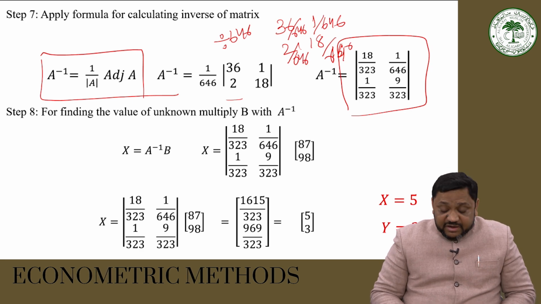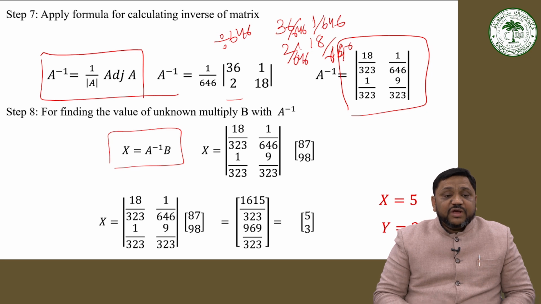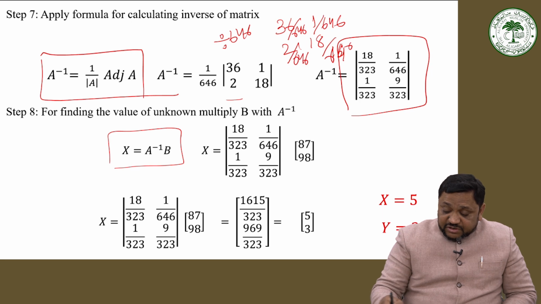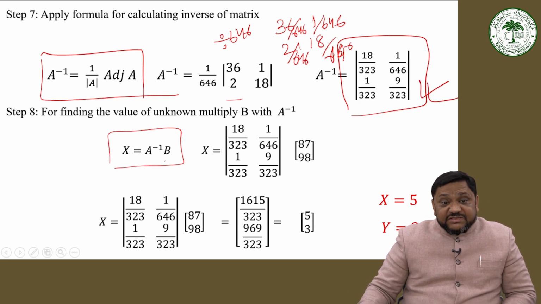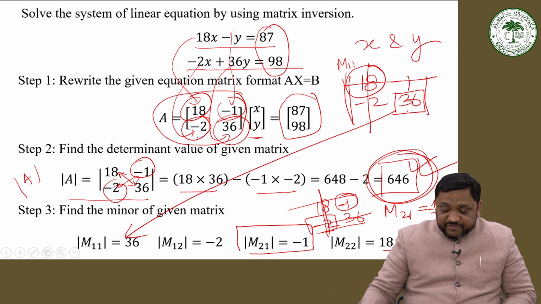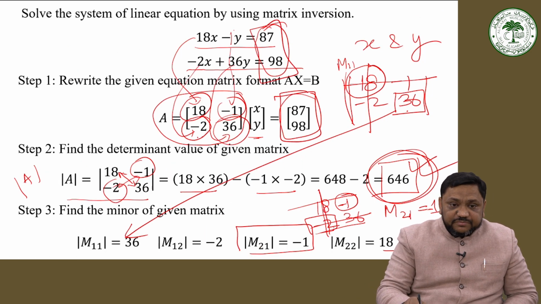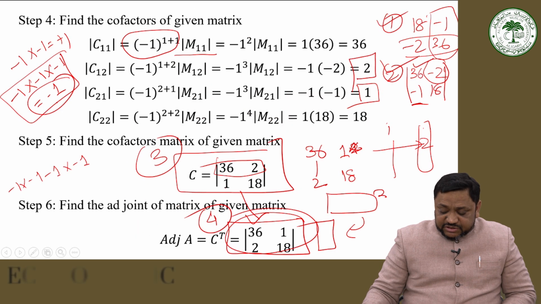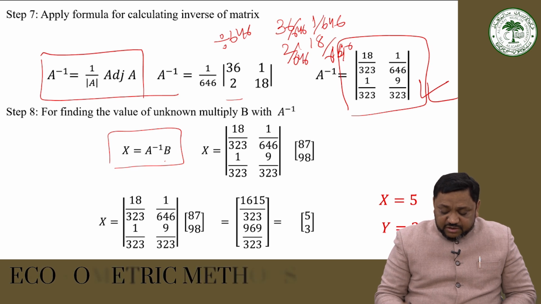Now to find the value of x, x is equal to A inverse B. A inverse is here. What is B? B is the result column, the right hand side, if you remember. B is this matrix. So Ax is equal to B, and we simply write it over there.